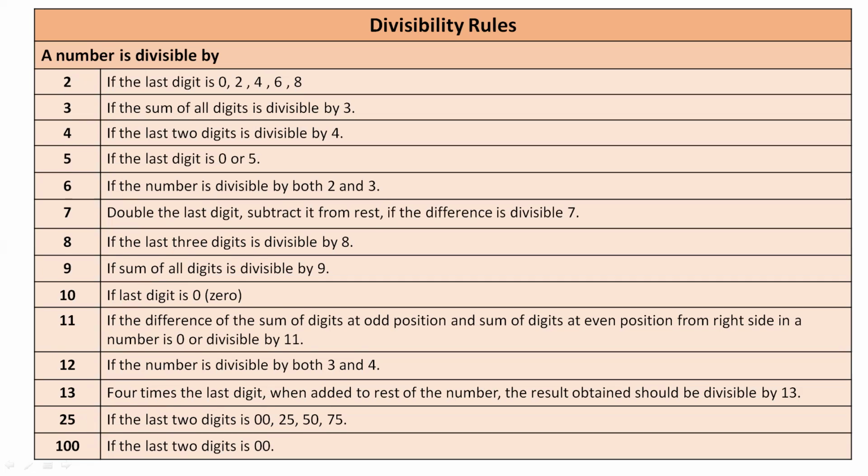25 is just to check the last two digits, just like 4. It should be double zero, 25, 50 or 75. And for 100, last two digits should be zeros.